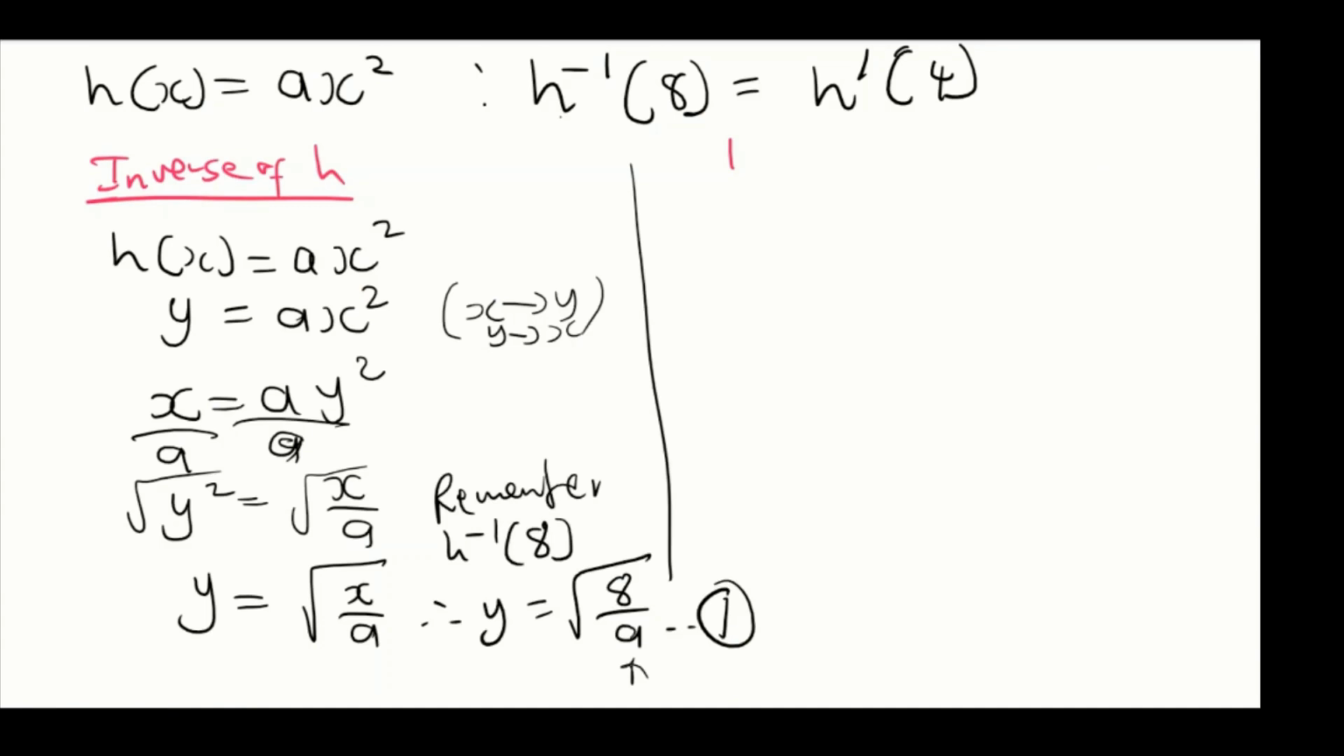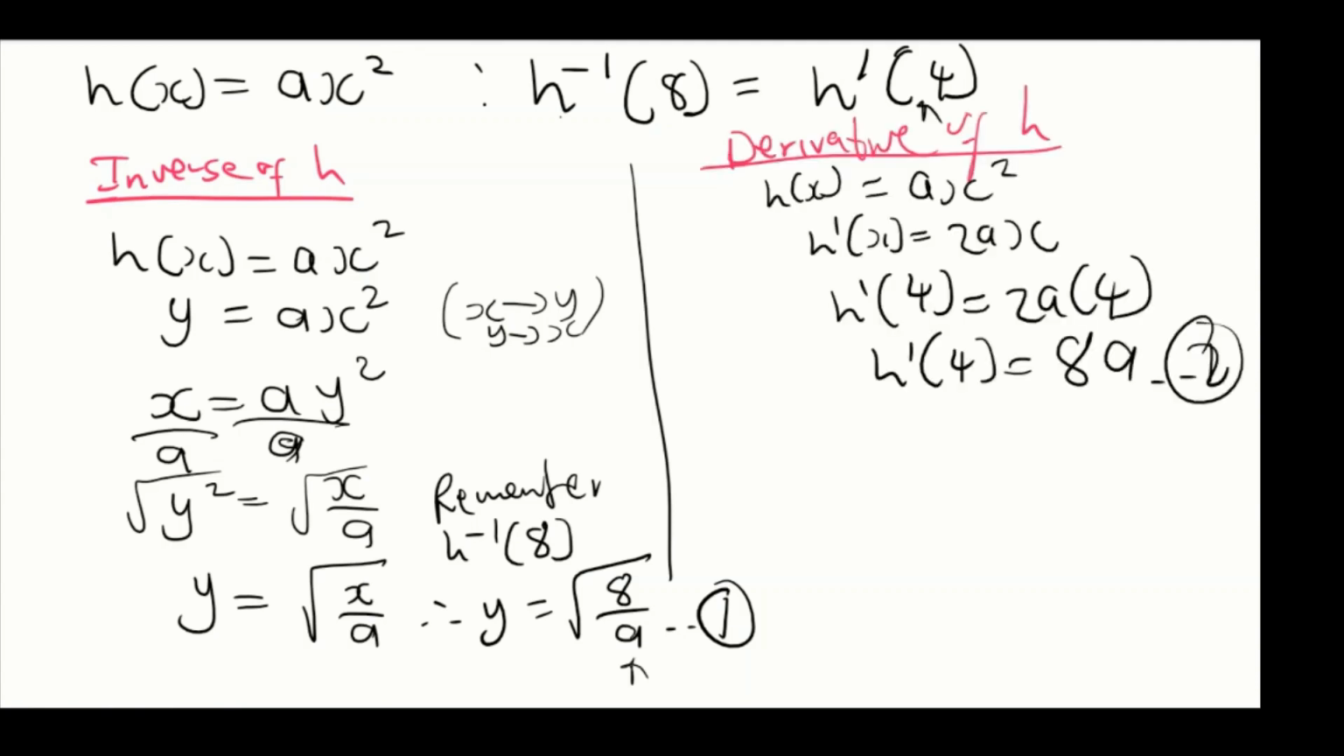of h. So to find the derivative, we have h of x being equals to ax squared. Derivative of h is equals to 2ax. And what's inside the derivative? We are given 4, so it's going to be 2a into 4. And then the derivative of 4 is equals to 8a. So this is equation number 2. And we are told that h inverse of 8 is equals to the derivative of 4. So you're just going to write the equation as they are. So this one here, you're going to write it as the root of 8 over a being equals to what we got here as 8a.